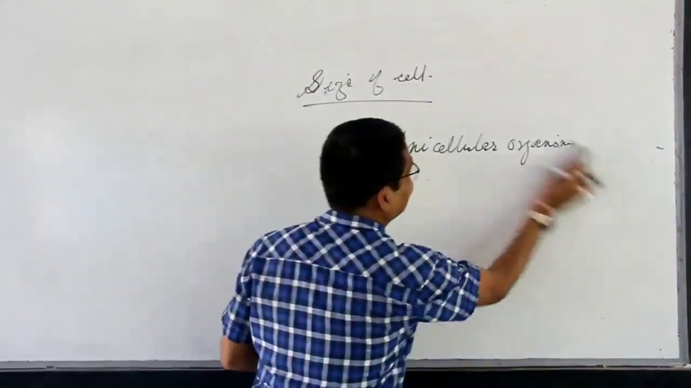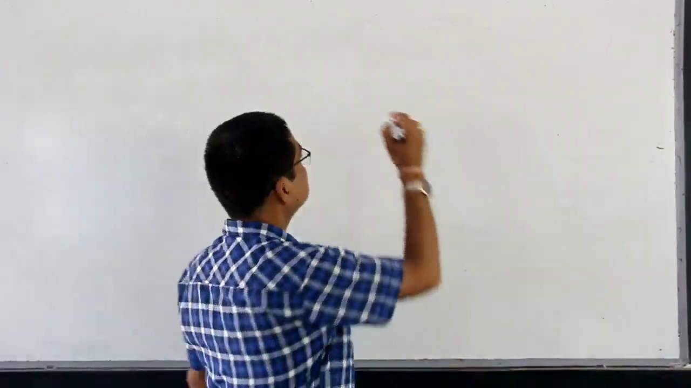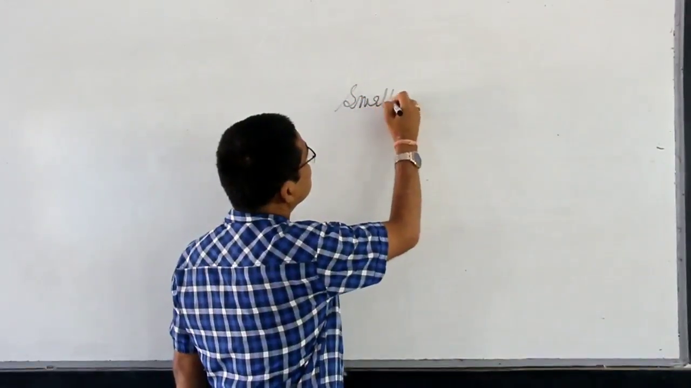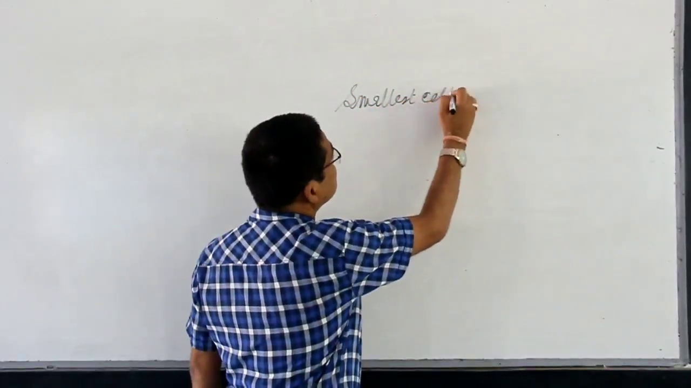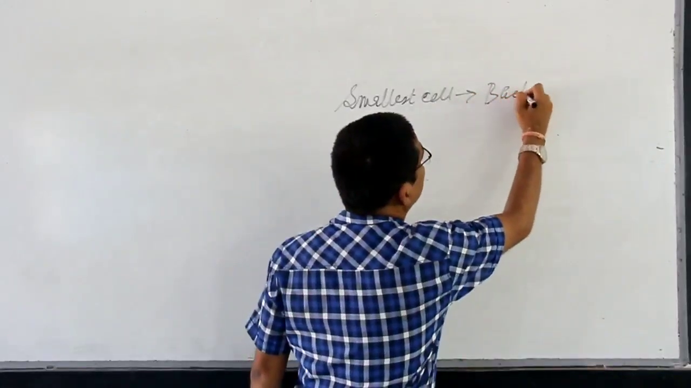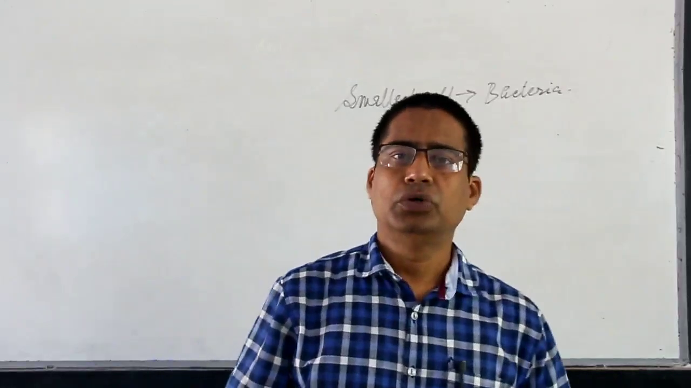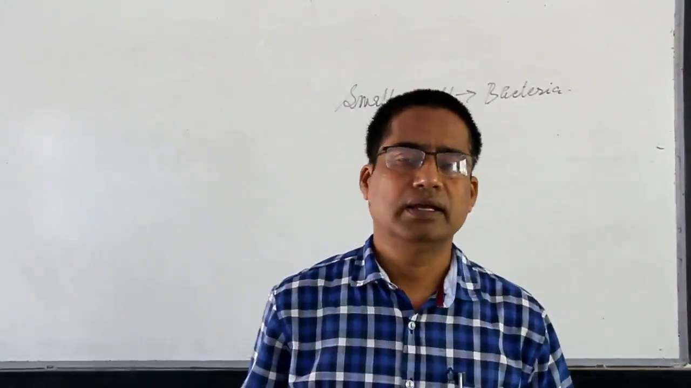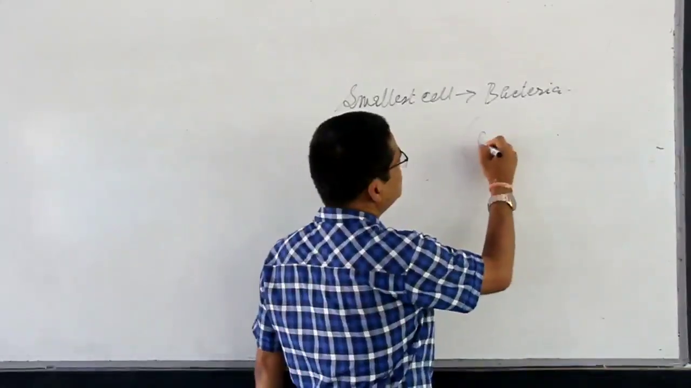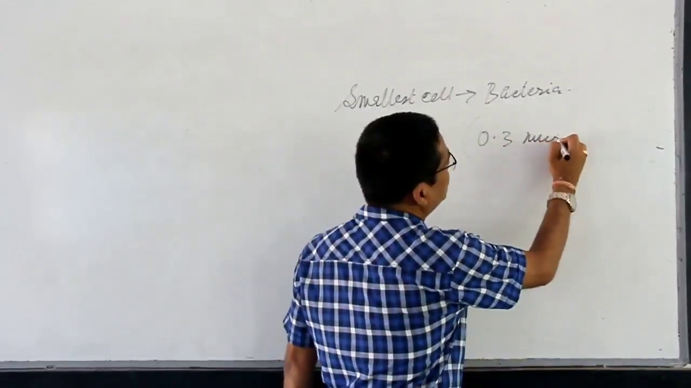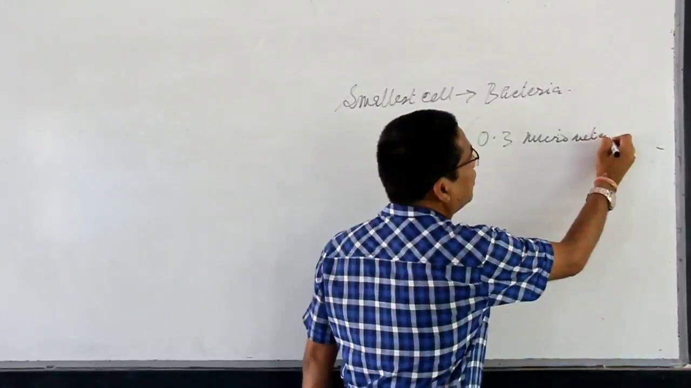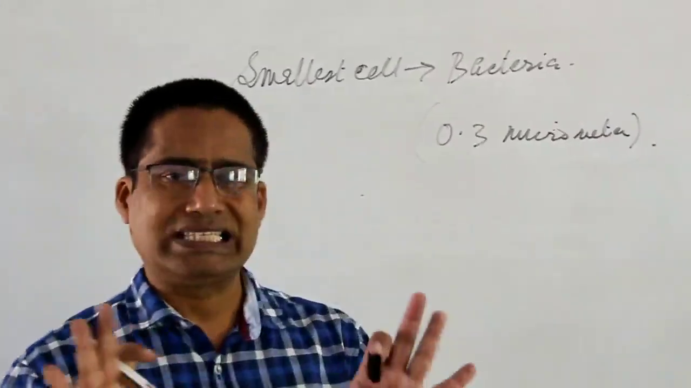Now the smallest cell is of bacteria. It is so small that it is not visible even through a simple microscope. You need a special microscope to see that, and the size is around 0.3 micrometer. This is the dimension of the smallest cell.